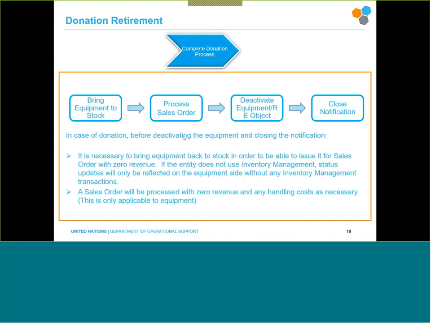You will only have to go to the notification, retire the asset, and finally update the notification telling that the retirement has been done. But in the whole process, the whole frame, there will be a sales order with zero revenue, and if there are in this process any handling costs involved, they will appear in this fake, let's say, sales order, because it's a donation, no sale happened. But for tracking financially purposes, for financial purposes, it has to appear like that, with a sales order with zero revenue. It's just for you to know about it, even if it will not impact your work as FA15, but just for you to know that this will happen in this way.